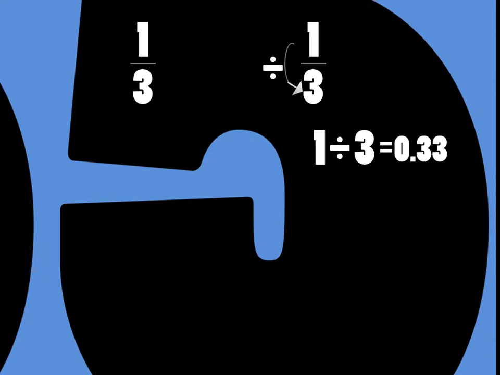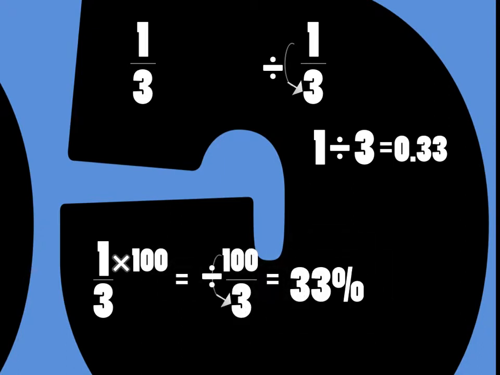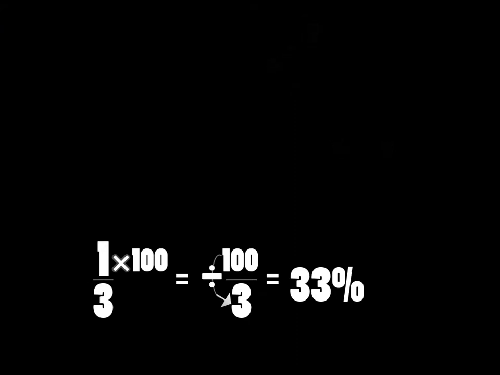Then, to convert a fraction to percentage, it's slightly harder, but not too hard either. All you have to do is multiply the numerator by 100, and then you divide the new numerator by the denominator to get your percentage. Pretty simple too, isn't it?